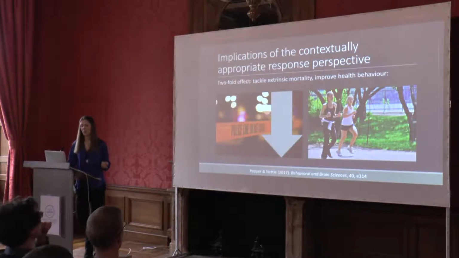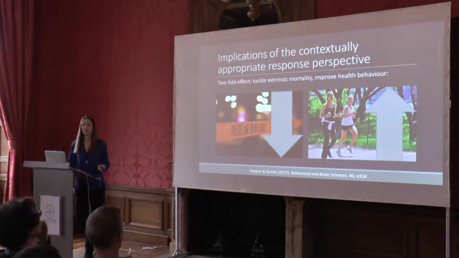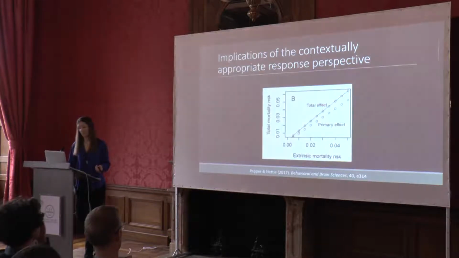So if we were to tackle extrinsic mortality risks for people, we might see a spontaneous increase in health behaviour. So from a policy perspective, we might do better to focus on some of the structural issues that increase people's extrinsic mortality risk rather than just persistently tell people they shouldn't smoke and drink.